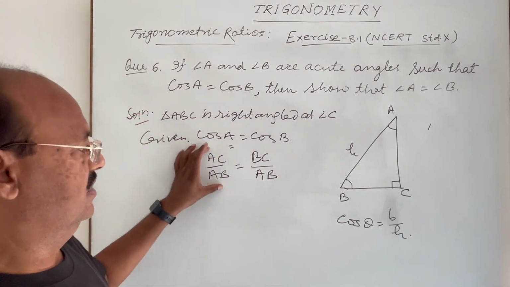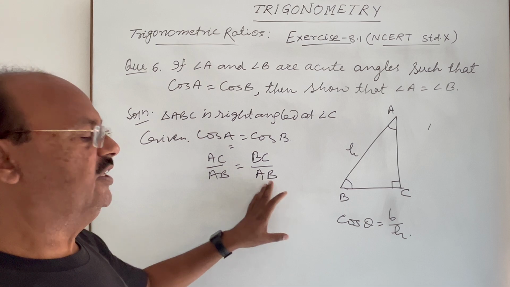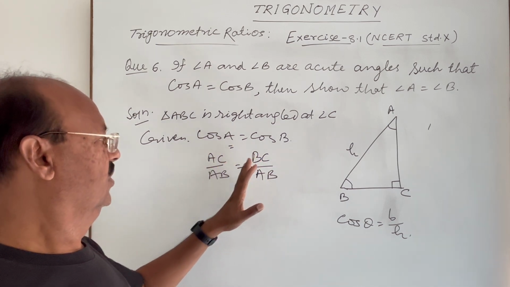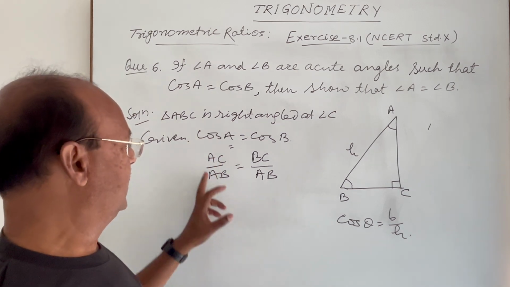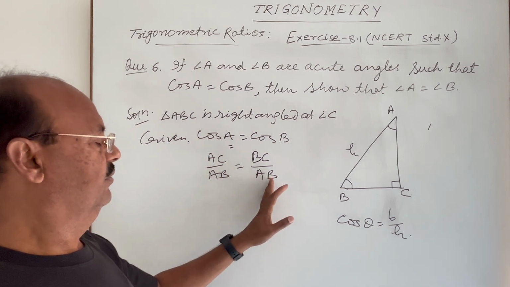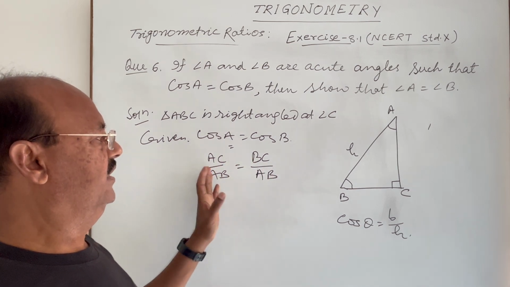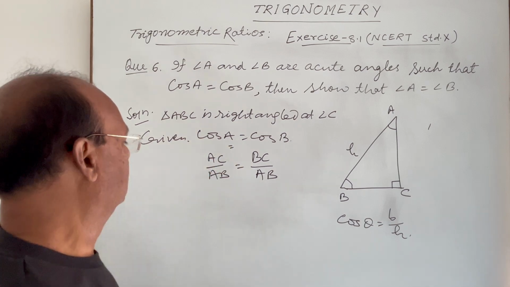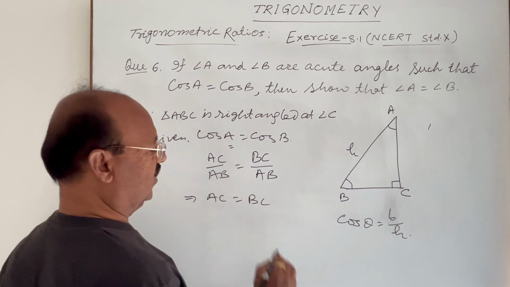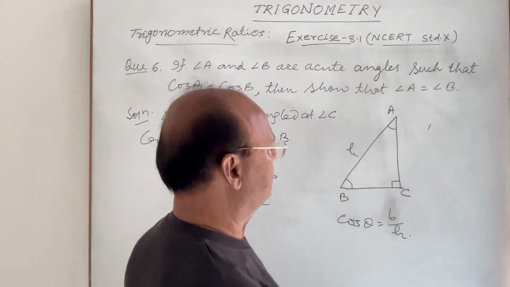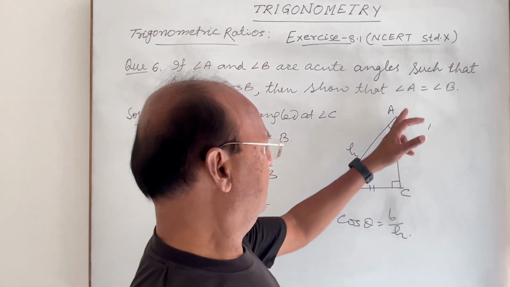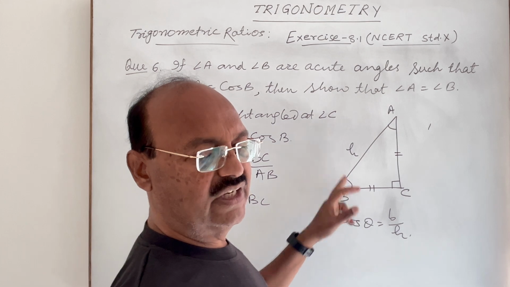In these two fractions you see the denominators are equal, and there is an equality sign between these two ratios. So what does it show? It shows that AC is equal to BC. If denominators are equal and the ratios are equal, then naturally numerators will also be equal. So this implies that AC is equal to BC. What does it mean? It means that these two sides are equal, meaning triangle ACB is an isosceles triangle.